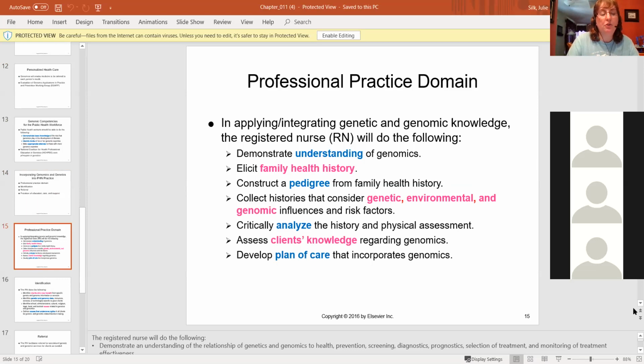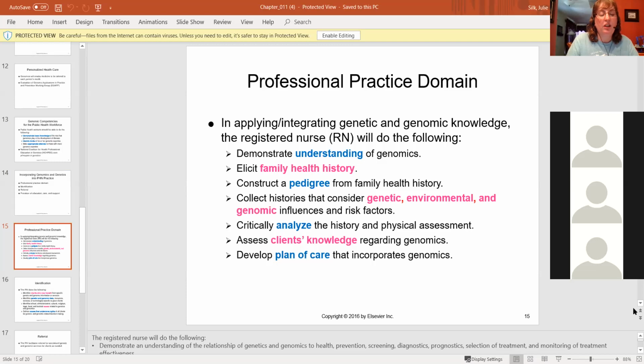Okay, so the registered nurse will do the following. They should demonstrate an understanding of the relationship of genetics and genomics to health, prevention, screening, diagnostics, prognostics, selection of treatment, and monitoring of treatment effectiveness. The nurse should be able to demonstrate the ability to elicit a minimum of 3-generation family health history information. They should be able to construct a pedigree from collected family history information using standardized symbols.